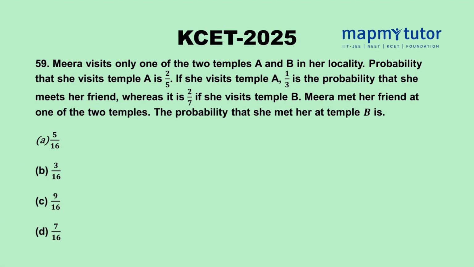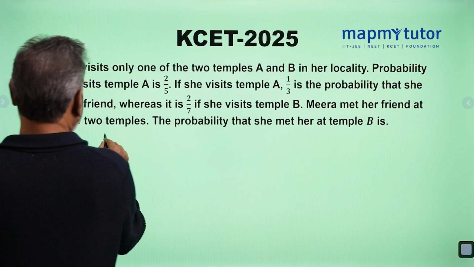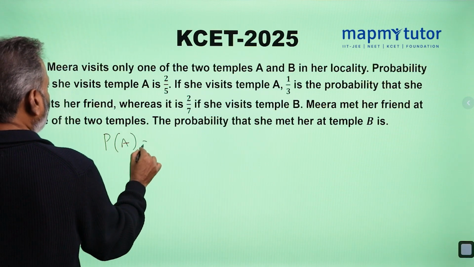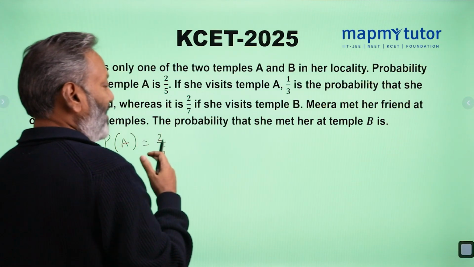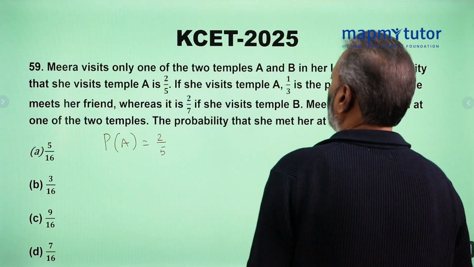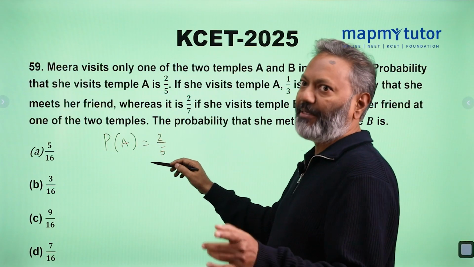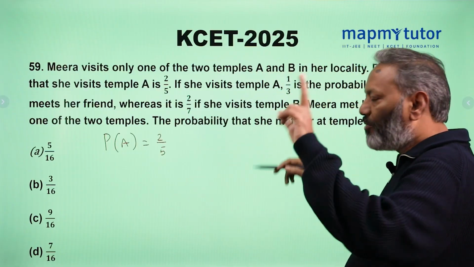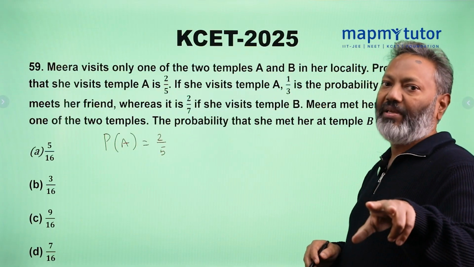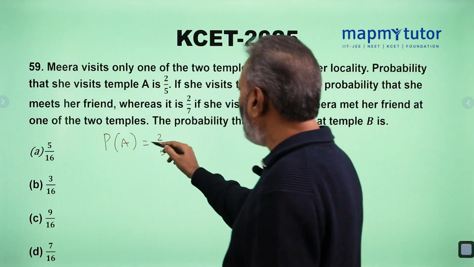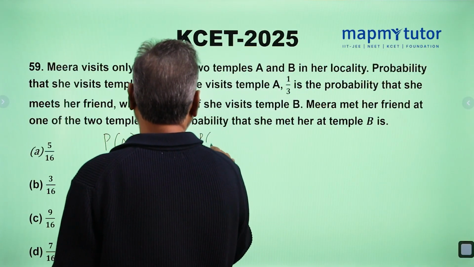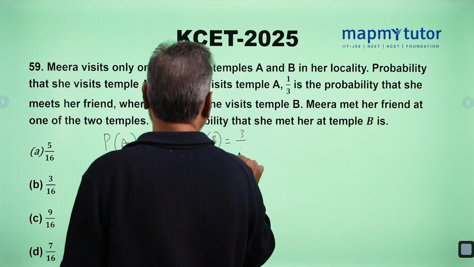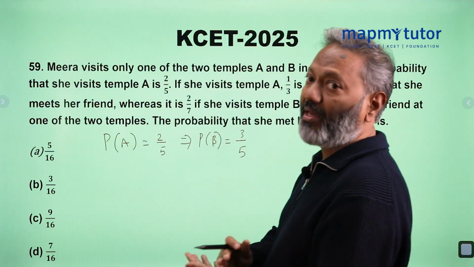Meera visits only one of the two temples A and B in her locality. Only two temples. The probability that she visits temple A, let me write it in mathematical form. P of A is 2 by 5. And here itself, I will clarify one thing. Because she visits only two temples, only two exhaustive events are possible. So, already P of A is 2 by 5, which implies what will be P of B? It must be 3 by 5, because the sum of those probabilities must be 1.